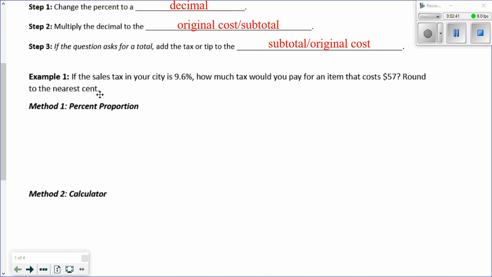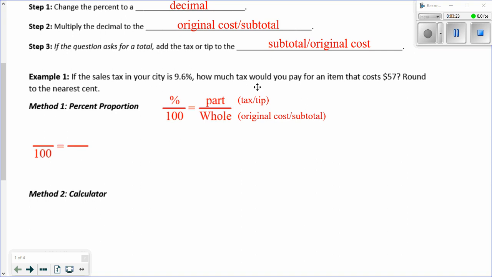That's just me though. If the sales tax in your city is 9.6%, how much tax would you pay on an item that costs $57? Round to the nearest cent. Okay? So the first thing I'm going to do is set up my proportion. Remember, the percent proportions are always a percentage over 100 equals the part over the whole. Okay? Oh, I should have this filled in too. That's a percent proportion. Okay? In this case, the part would be your tax or your tip, and the whole would be the original cost or subtotal. Okay?